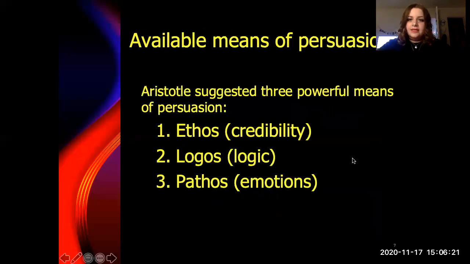All right. And so Aristotle, if you guys have ever, I don't know how much they go over this in other classes and in high school anymore, but this is a rhetoric-based theorist, and he suggests that there are three powerful means of persuasion. And so there's ethos, and that's credibility. There's logos, which is logic, and then pathos is emotions.